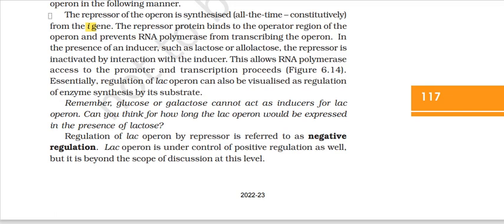अब अगर हमारे पास इंड्यूसर है, लैक्टोज ले लिया, एलोलैक्टोज ले लिया, the repressor is inactivated by interaction with the inducer. अब जब लैक्टोज है वो रिप्रेसर की वजह से क्या हो जाएगा, they are going to bind or eventually repressor will be inactivated. This allows RNA polymerase access to the promoter and transcription proceeds. Essentially, a regulation of lac operon can also be visualized as regulation of enzyme synthesis by its substrate. Remember, glucose or galactose cannot act as inducers for lac operon. क्यों? क्योंकि वो already broken products है, हमें उन्हीं को metabolize नहीं करना, हमें lactose को metabolize करना है. Fine. Regulation of lac operon by repressor is referred to as negative regulation.